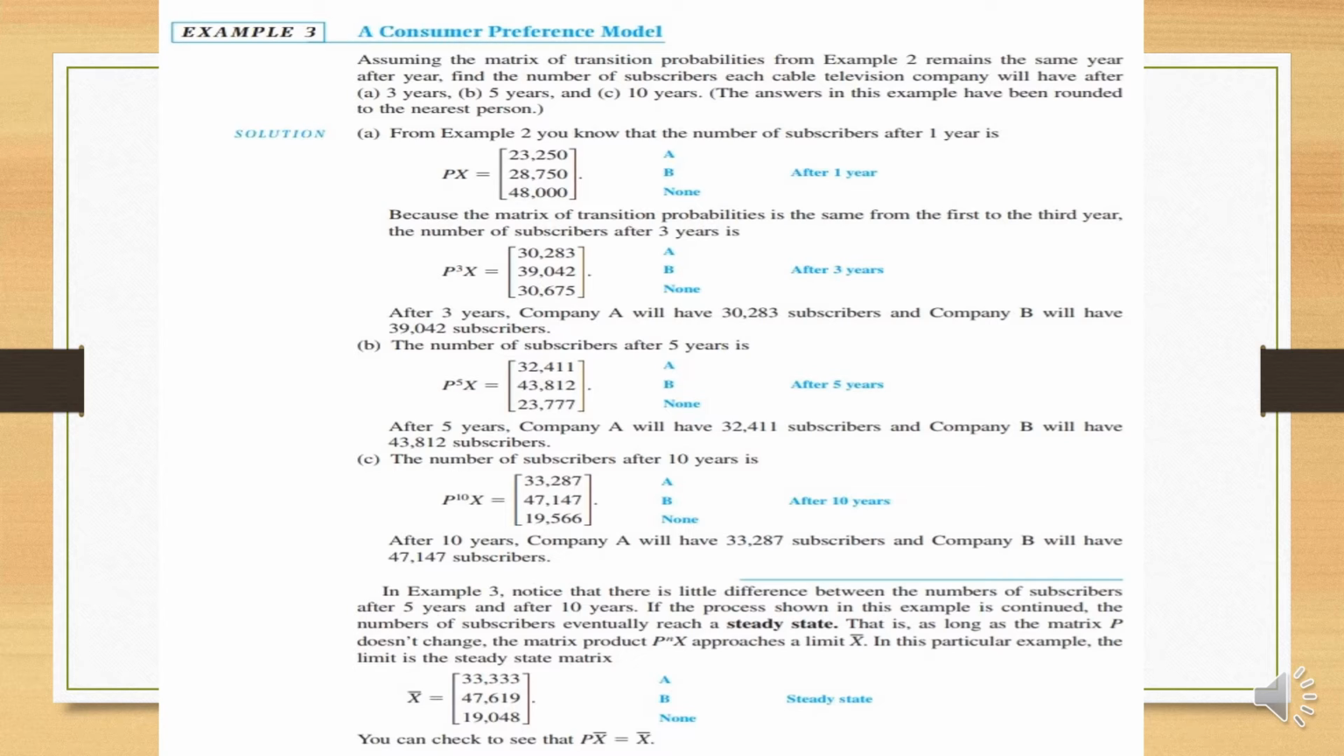And if it is after 10 years, we need to find P to the 10th, or P raised to 10, times X. So Company A will have 33,287 subscribers. B will have 47,147, and the remaining is in no cable.